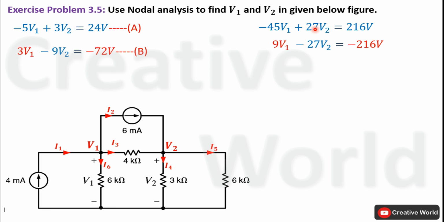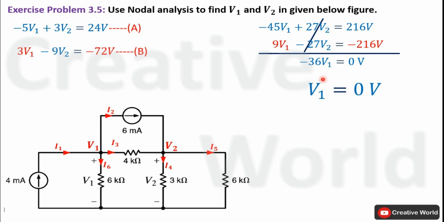Now add these equations together. Minus 27 V2 and plus 27 V2 will cancel out with each other. Subtract 9 V1 from 45 V1. The answer will be minus 36 V1. On the other hand side of equal, the sum of minus 216 and plus 216 will become 0 volt. Now in order to find out the value of V1, divide on both sides with minus 36. So the value of V1 will become 0 volt.